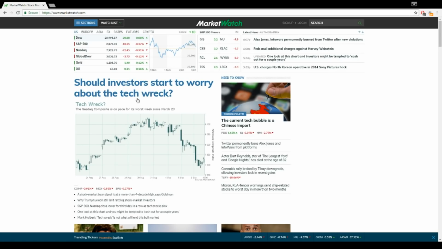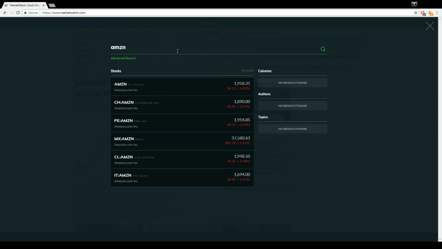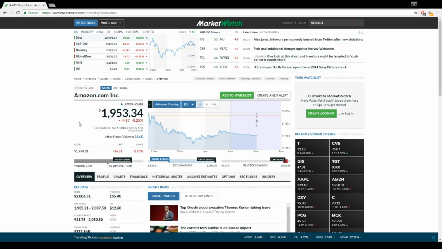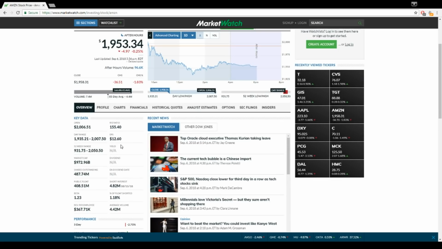Alright, so let's take a real-world example of what this might look like. We're going to go to marketwatch.com, as you can see up here in the top of the bar, and we're going to look at a couple stocks. So the first stock we're going to look at is Amazon. So we're going to click on Amazon down here. And what's nice about websites like MarketWatch or Morningstar or even Google Finance is you don't have to do any of these calculations yourself. The website's already put them together for you.